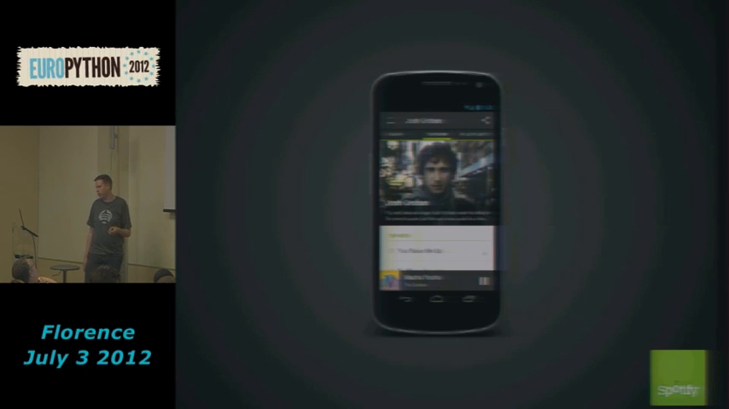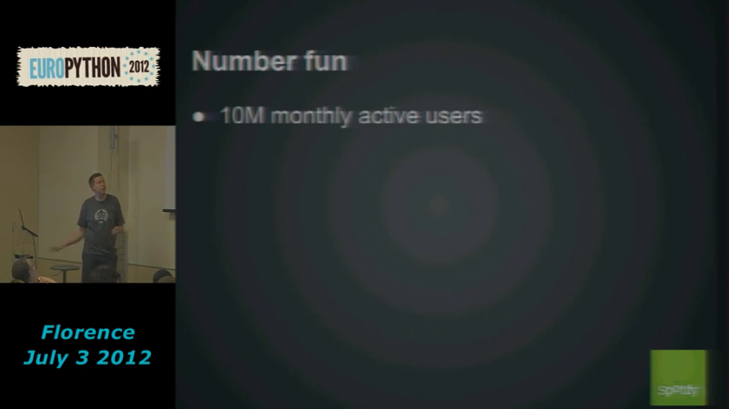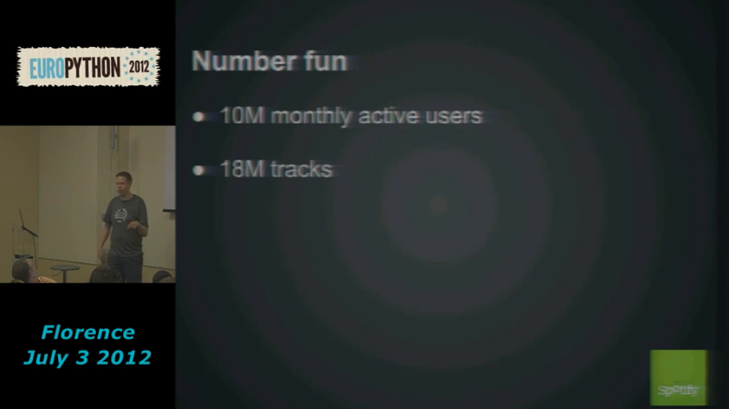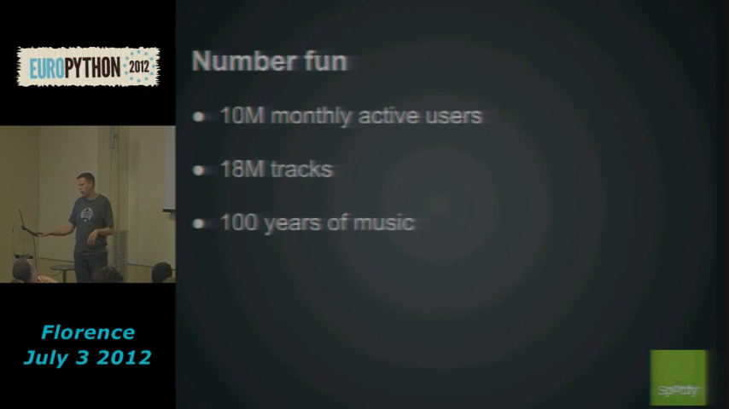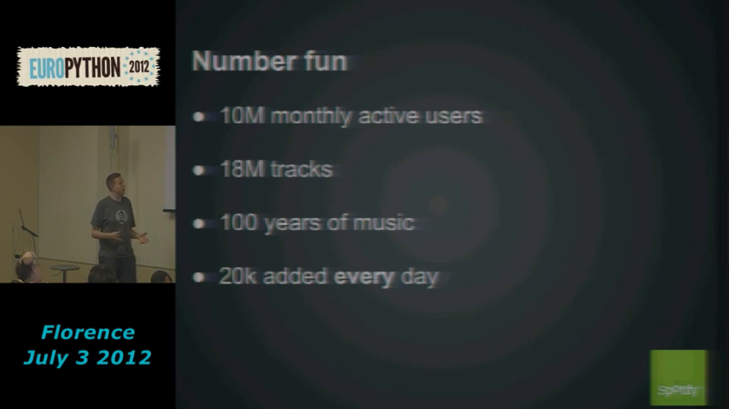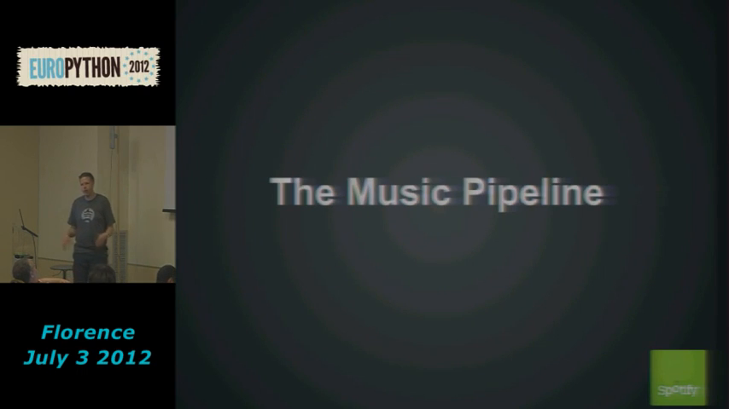This is from the Android app, and in numbers, we currently have 10 million monthly active users, so actual people playing a song at least once a month. And they have a selection of 18 million tracks here in Europe. In the States it is about 16 million, so we have slight regional differences on what you can actually play, but in Europe you have the selection of 18 million tracks. That amounts to something like 100 years of music, might be even more nowadays, like 125 years of music. So if you're really into listening to music, just start by searching with A and hit play and see what comes up. And we keep adding about 20,000 tracks a day. That's actually the part where I work. I will be taking them into the music pipeline and adding them.